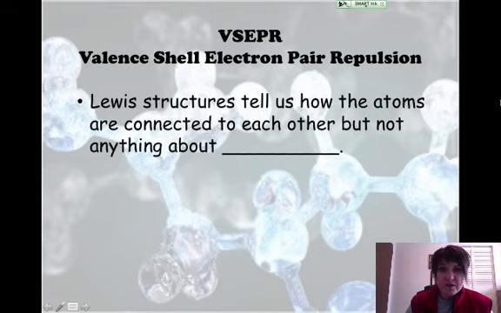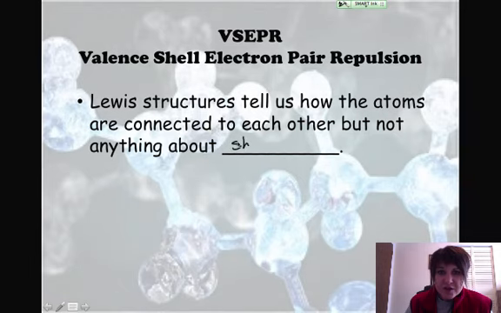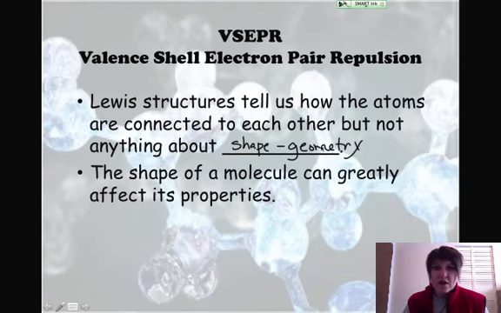So basically we start with a Lewis structure, which tells us how the atoms are connected to one another, but it doesn't tell us anything about the shape or the geometry of the molecule itself. And honestly, the shape is going to have a big influence on the properties of the molecule itself, how it reacts with other things and its physical properties as well.